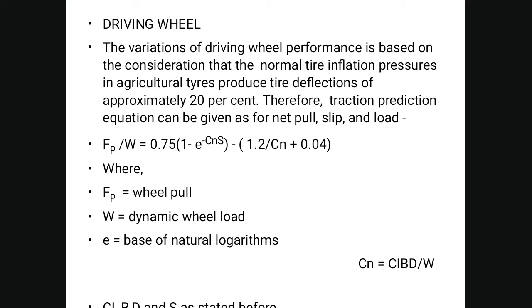Now the driving wheel. The variation of the driving wheel performance is based on the consideration that the normal tire inflation pressure in an agricultural tire produces a tire deflection of approximately 20%. Therefore the traction prediction equation can be given for the net pull, slip, and load. In this equation, F is the wheel pull, W is the dynamic wheel load, and e is the base of the natural logarithm, where Cn is calculated by CI × BD/W.